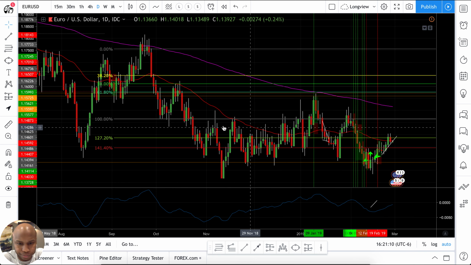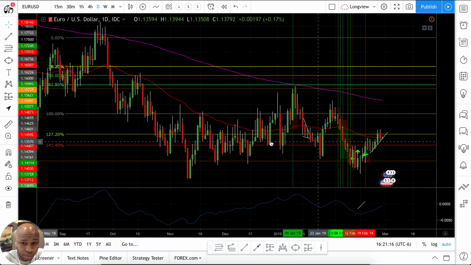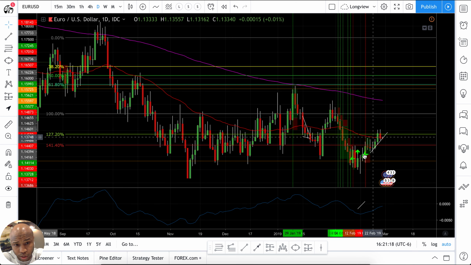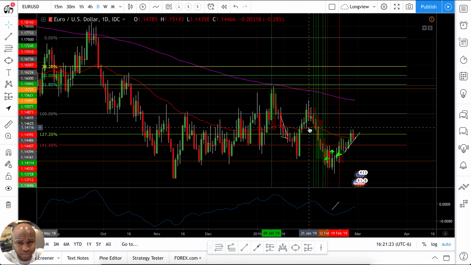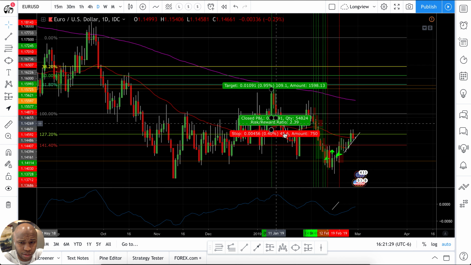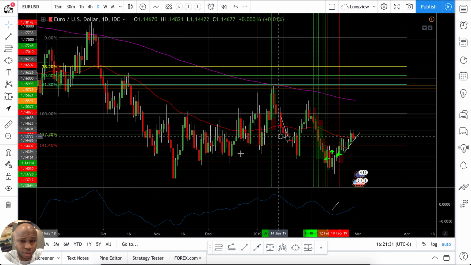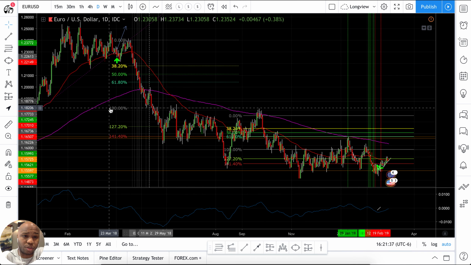But then we stayed at the extended fib level and just kind of went sideways for a long time. So this is another reason why I don't feel very confident here. I don't know if we're going to go up as quickly because it has kind of hung out down here for a while. And so I'm really going to have to look for a breakthrough in order to feel more confident about it. Yeah, and that's Euro USD.